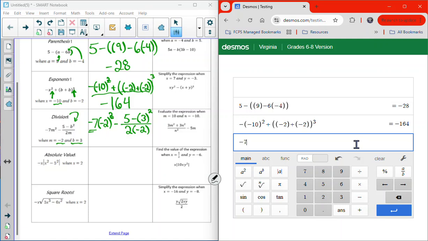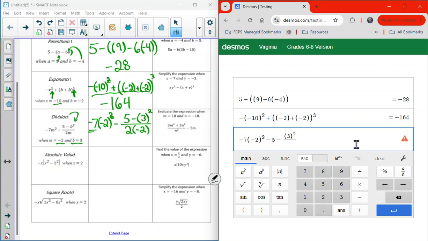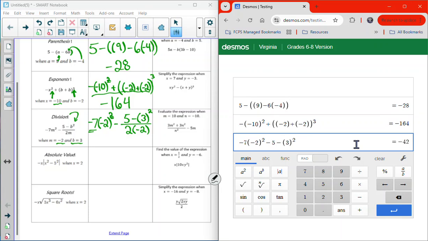So negative 7 times negative 2 squared minus, so I want to type 5 minus 3 squared. Oops, sorry. The squared should be on the outside of that parentheses. I run into a problem here, though. If I just type that division next, if I say divided by, it's only putting the 3 squared on top of that fraction. So I have to tell it that this whole expression, the 5 minus 3 squared, is on top of that fraction.